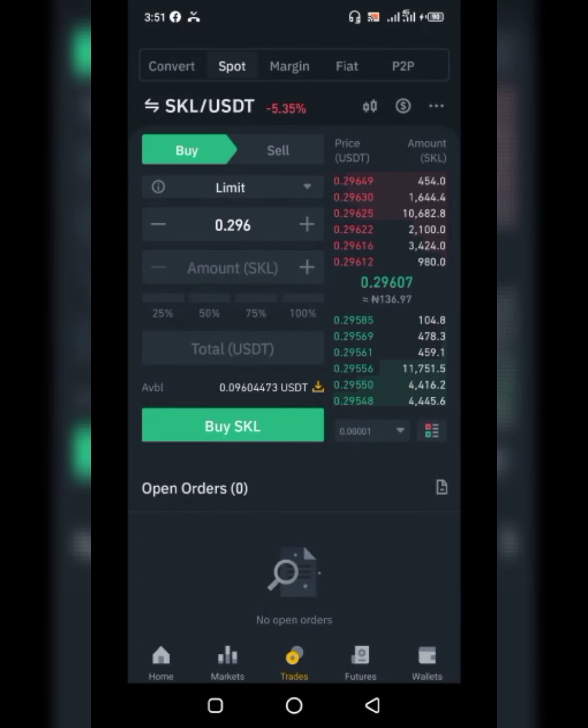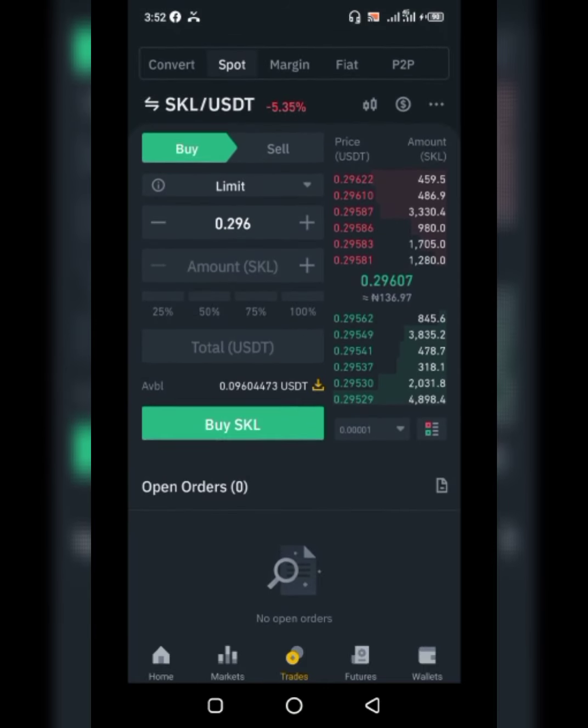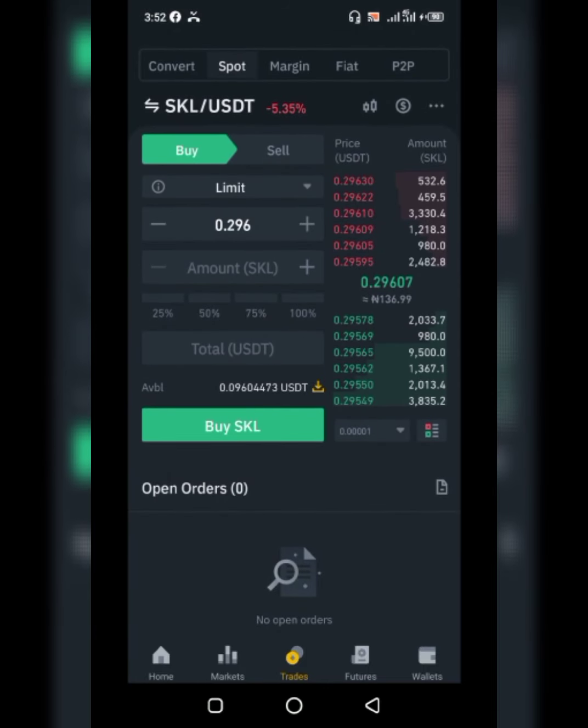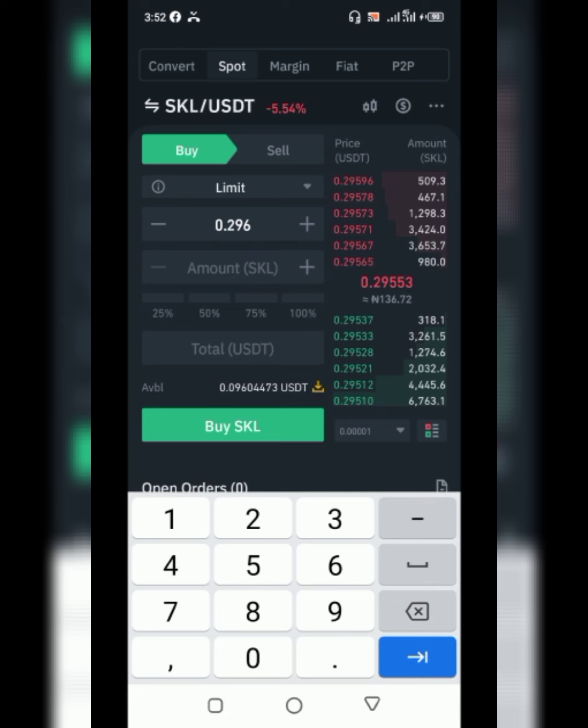Once again, since we all know that Binance is not a foolish app, forcing us to select 25%, 50%, 75% of our money would be barbaric. So that is why you are seeing all those spaces here under the limit section. You can input your own intentional amount of USDT without being forced to use the 25, 50, 75, or 100% of your money. You can just go to this place. Here, you see the amount of SKL and the total amount of USDT.